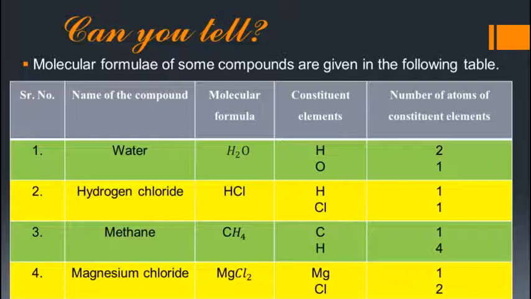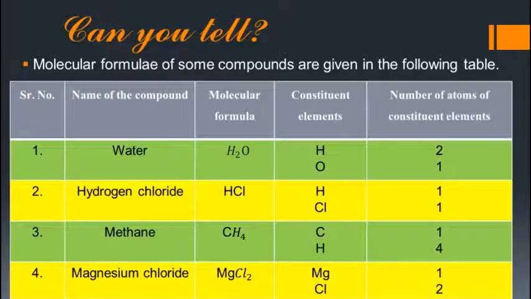So the number of atoms of hydrogen in the water molecule is 2, and below the O no number is there. That means one oxygen atom is present to form a water molecule. So the number of atoms of the constituent element oxygen is 1. Next is hydrogen chloride. This is an acid. The molecular formula of hydrogen chloride is HCl. So the constituent elements for HCl are H for hydrogen and Cl for chlorine.